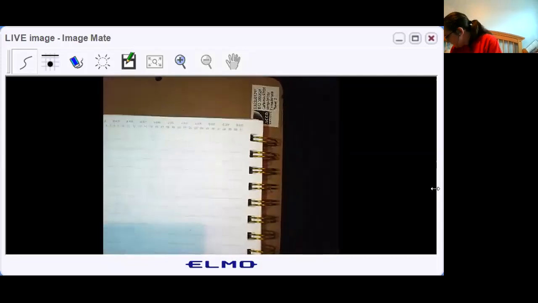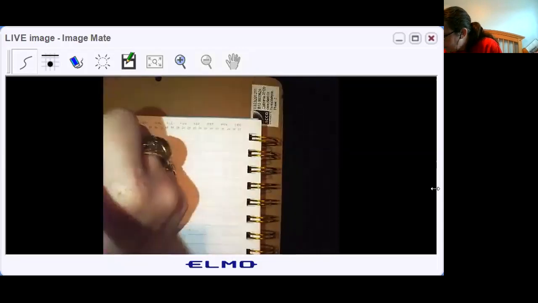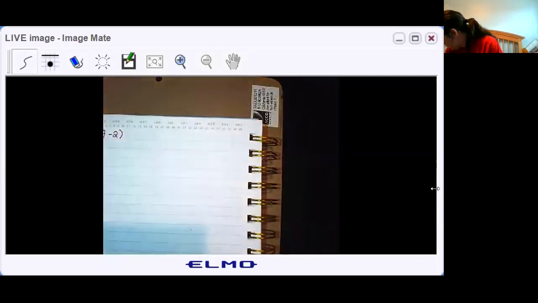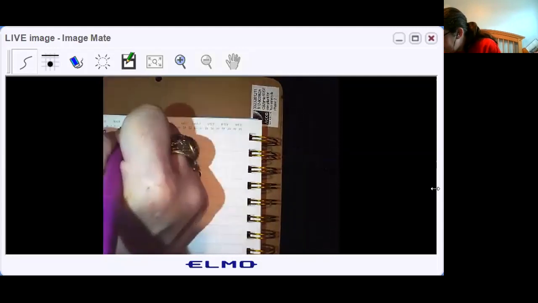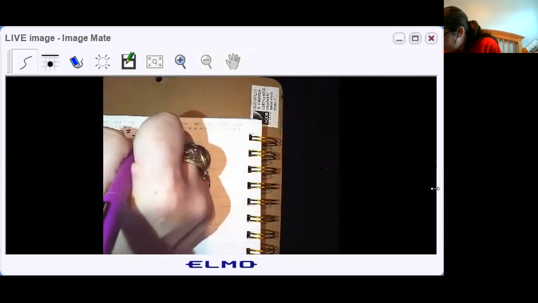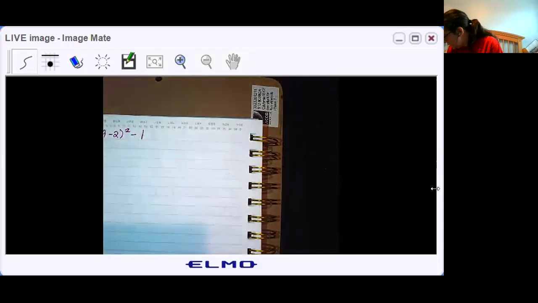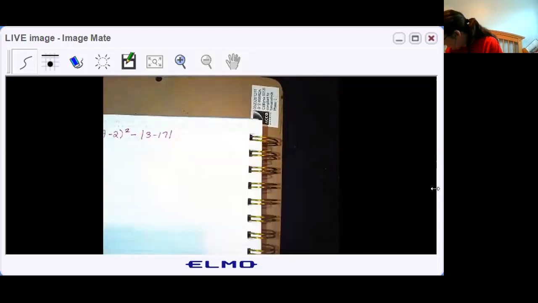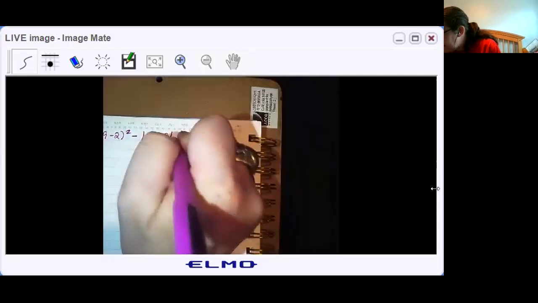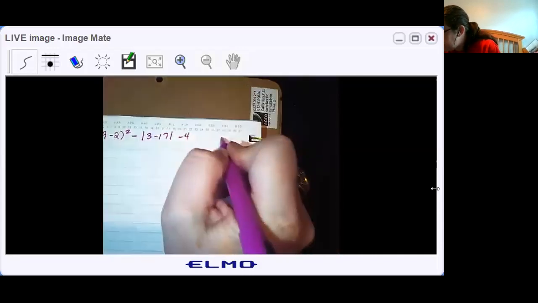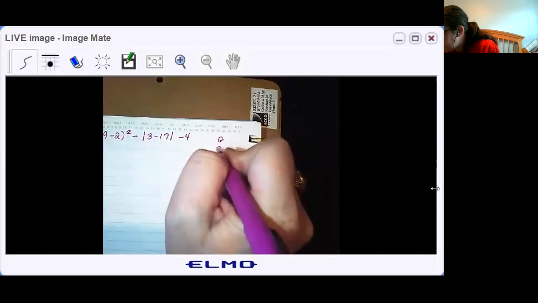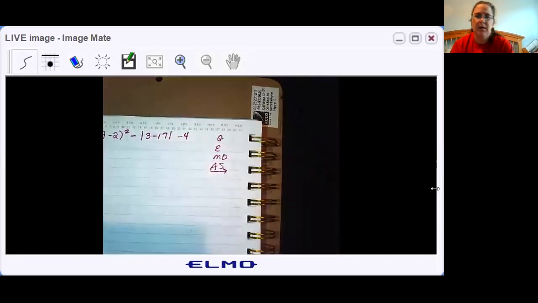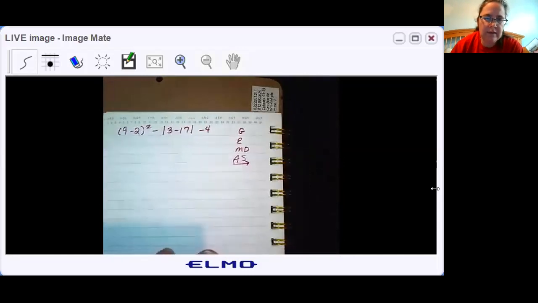So let's go: the quantity 9 minus 2, close the parentheses, squared, minus the absolute value of 3 minus 17, minus 4. So I'm going to write my reminder to the side. Grouping, exponents, multiply, divide, add, subtract. Now let's look at what it's actually asking me to do.